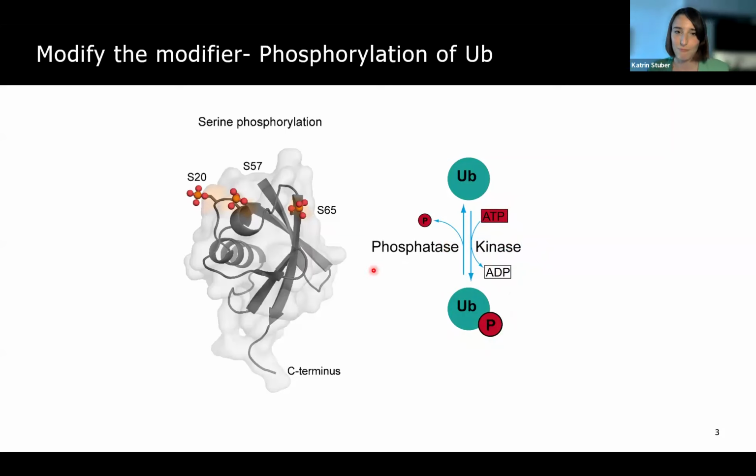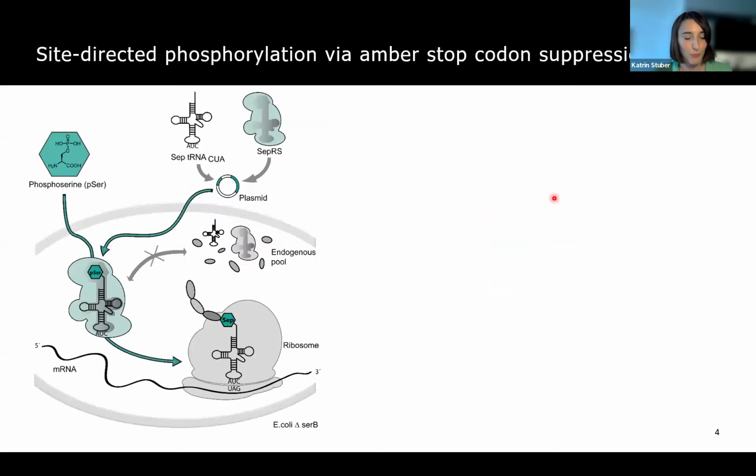But to study a site-specific phosphorylation in a protein of interest, in this case ubiquitin, you need to have the kinase, and this has to be specific for your site. And for example, for position 20 and 57, the kinase is not known. So we made use of the amber stop codon suppression technique, to incorporate unnatural amino acids to site-specifically phosphorylate ubiquitin at these 3 sites.